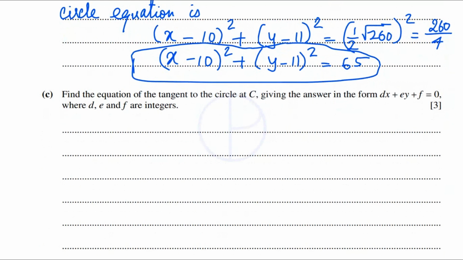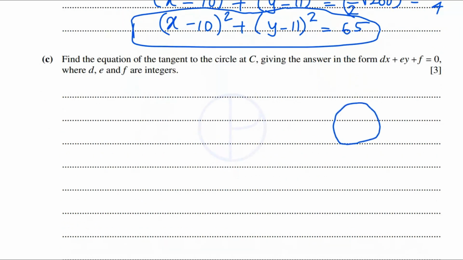The next part of the question is find the equation of the tangent to the circle at C, giving the answer in the form dx plus ey plus f equal to 0, where d, e and f are integers. Equation of the tangent to the circle at C. This is A and this is C, then this is B. Equation of the tangent at C.